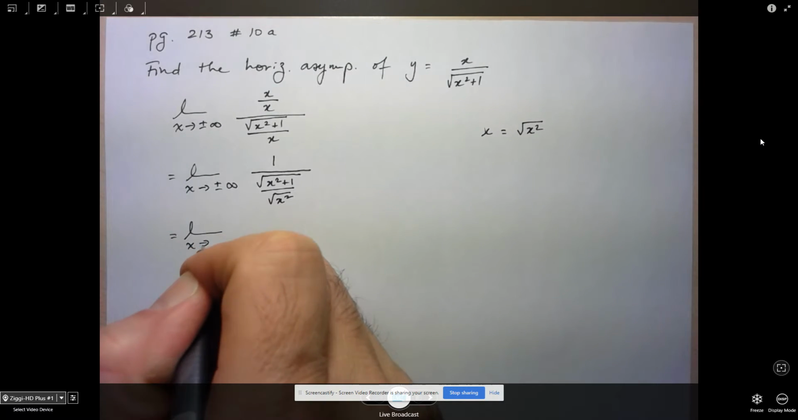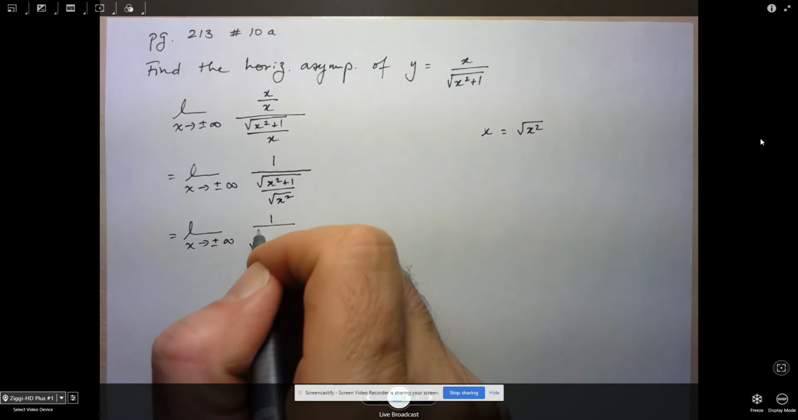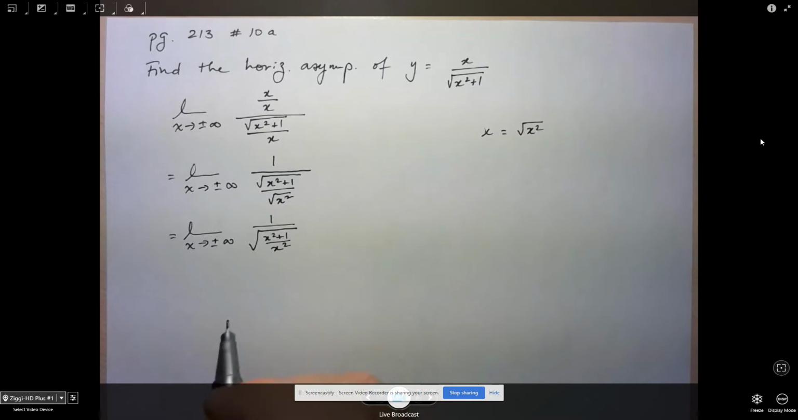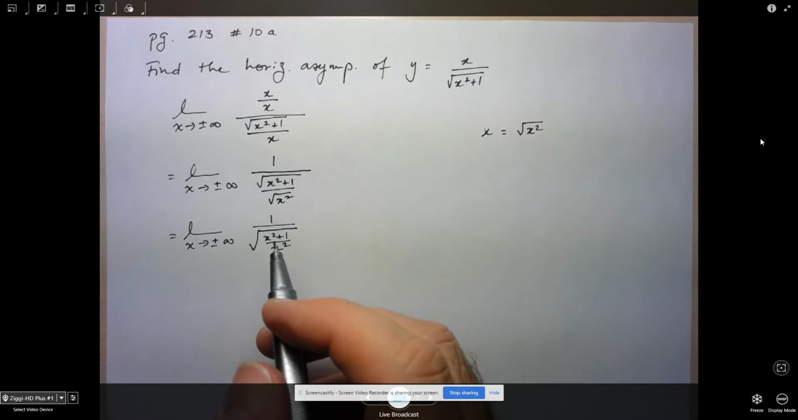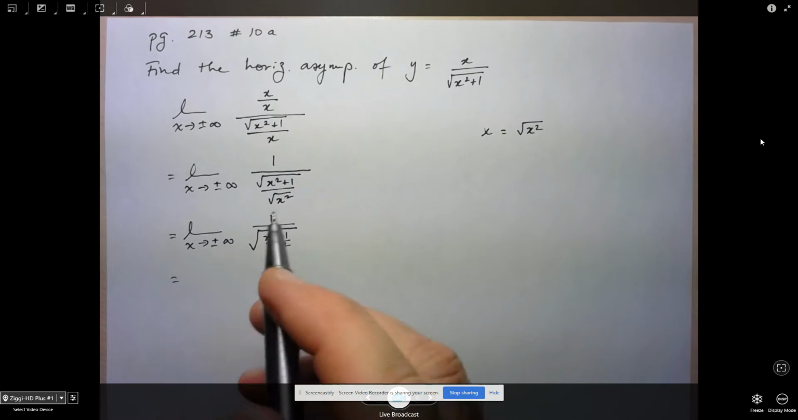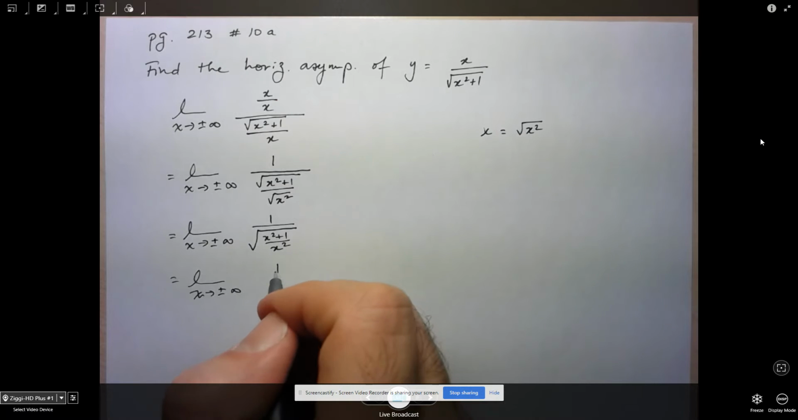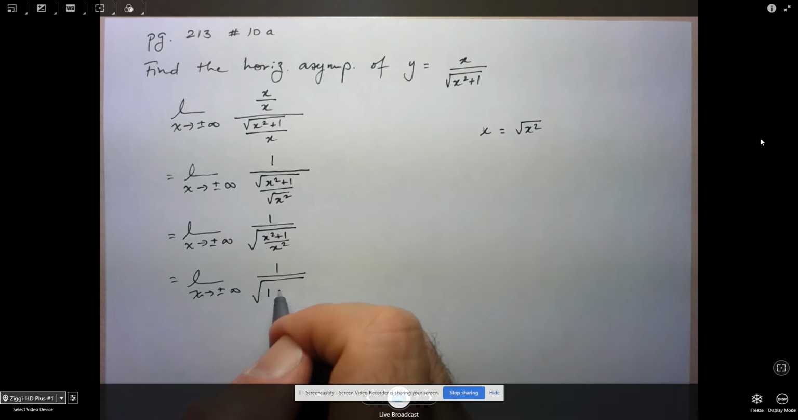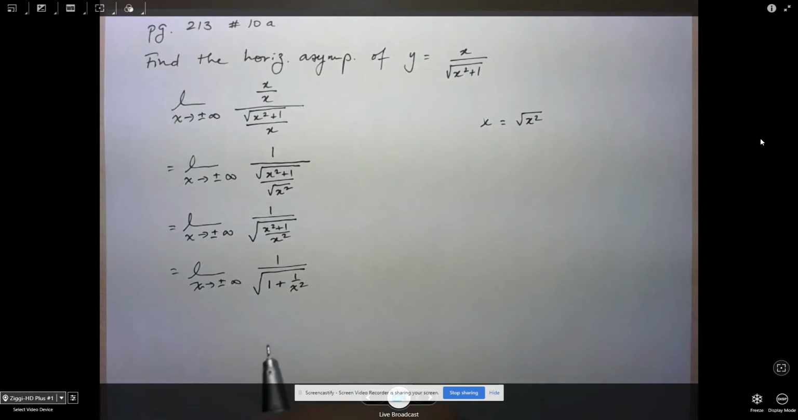So now we've got the limit as x approaches positive or negative infinity of 1 over the square root of x squared plus 1 divided by x squared. This is just properties of radicals. Now I can do the simplification, which I couldn't do at the previous step. What do we have left inside the square root? Just 1 plus 1 over x squared.